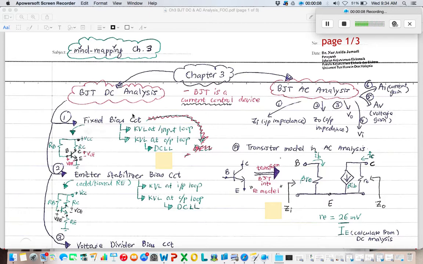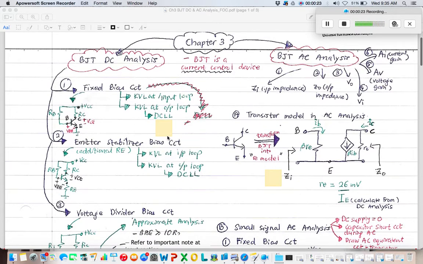Before we proceed our discussion on BJT AC analysis, I would like to do some revision with you on DC analysis. Last time we have learned about fixed bias circuit, emitter stabilizer bias circuit, and voltage divider bias circuit. These three are the common circuit configurations related with the BJT DC analysis.